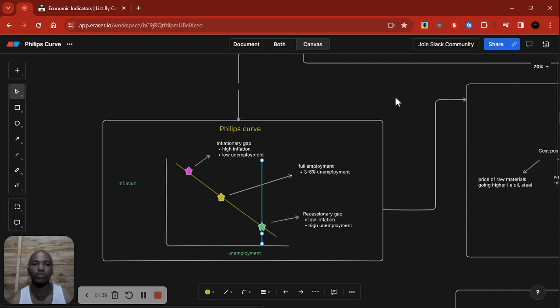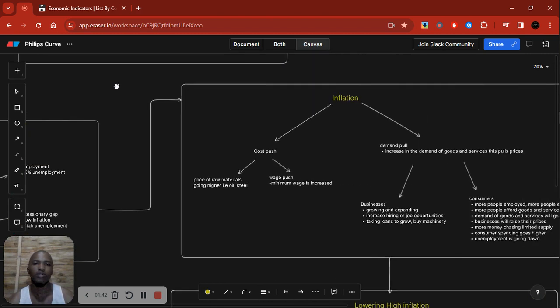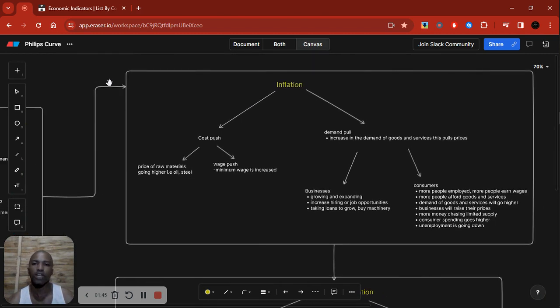And then further on, we went to understand inflation, right, in terms of what causes inflation, the two types of inflation: cost push, demand pull. Price of raw material, oil going up. Perfect example right now, we're having a war in the Middle East that actually started with the war between Hamas as well as Israel in Gaza. So now that has escalated further.